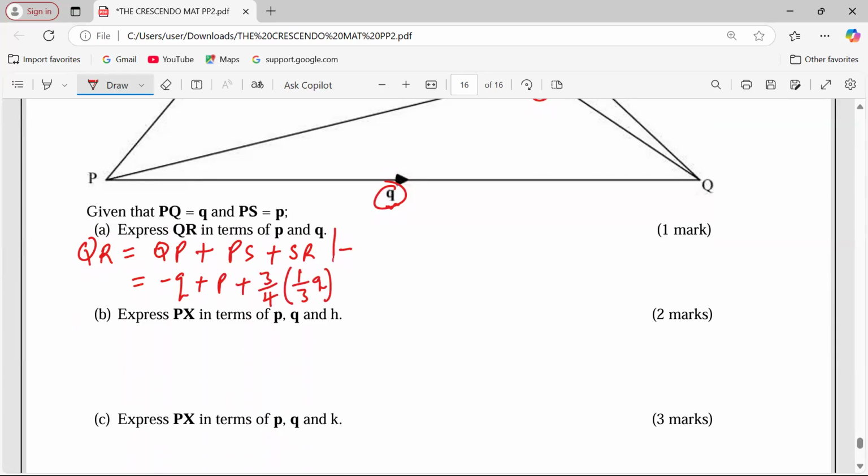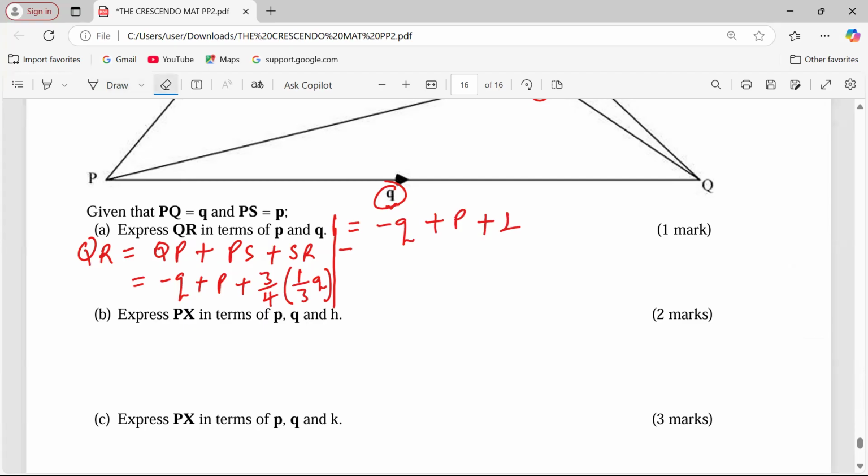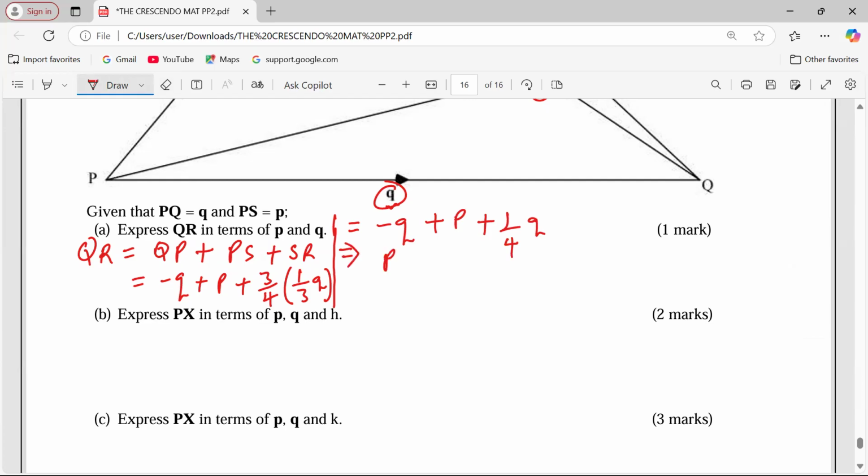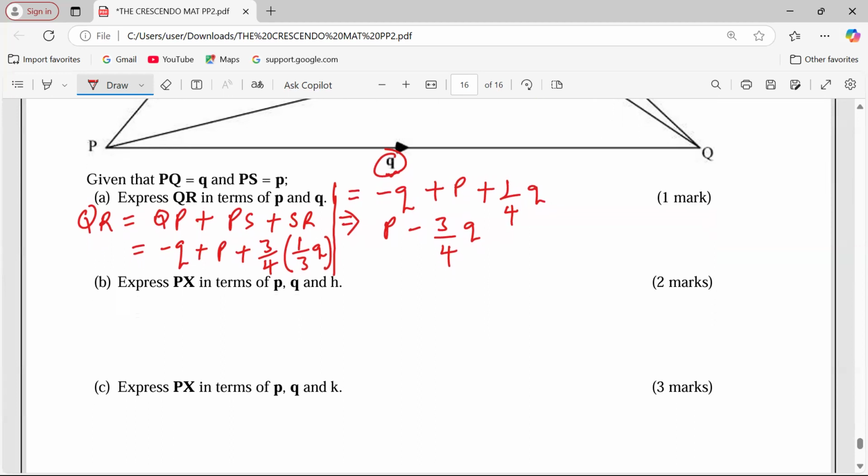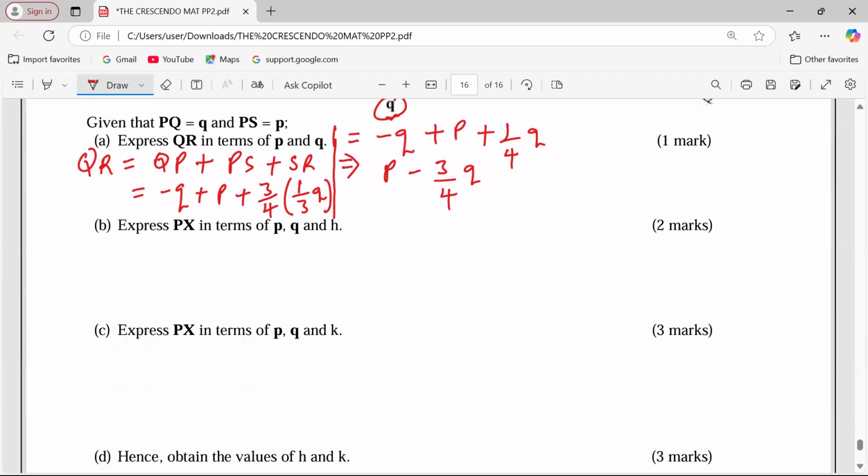So I'll be having negative Q plus P, then plus a quarter Q. So we can begin with this vector being P, the negative Q plus a quarter Q becomes negative 3/4 vector Q. That way. Negative 3/4 vector Q.